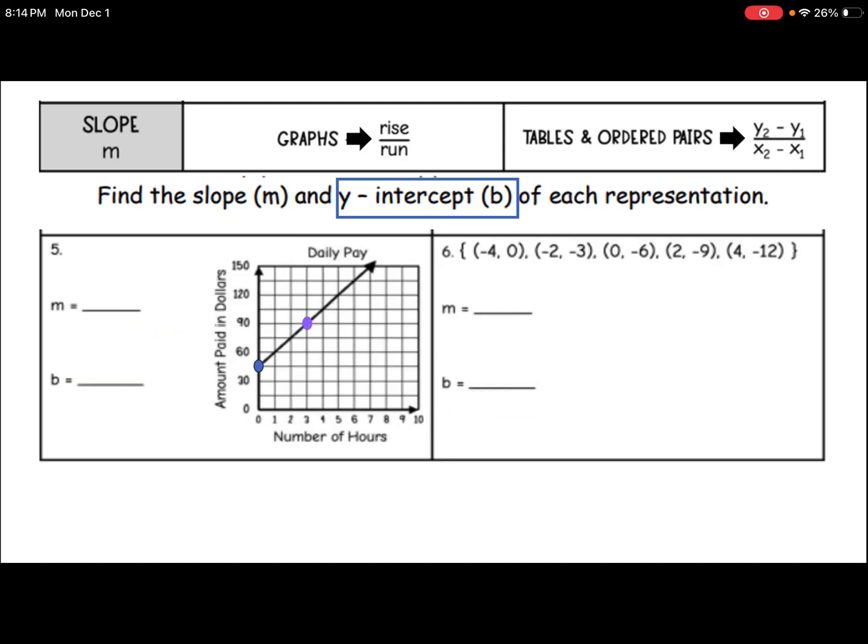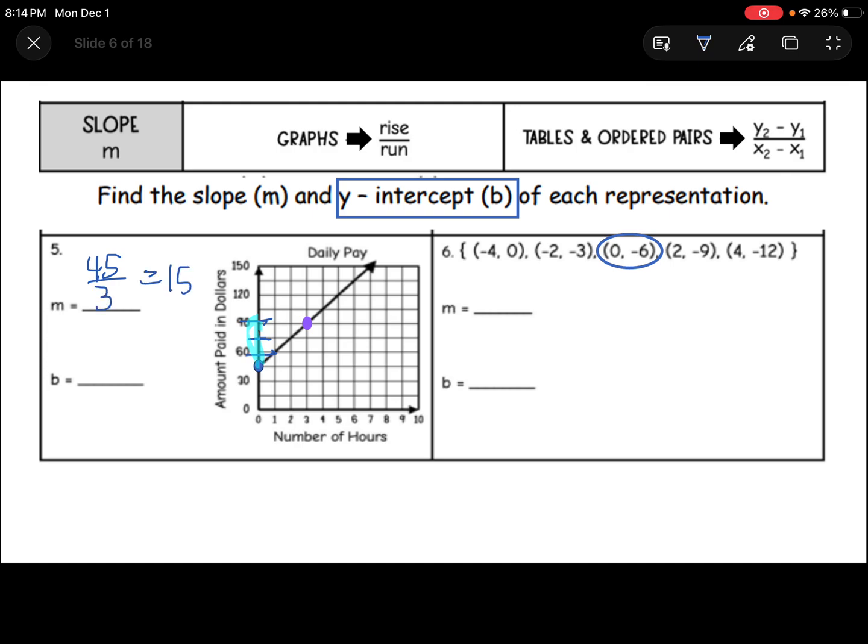Again, looking at this one where you have intervals that are not 1, you've got to be careful here. And when you go up from this, yes, it's up 3 boxes, but you have to determine how much each box is. In this case, each box is about 15, so that would be up 45 and over 3, which means I have a slope of 15 and a y-intercept of 45.